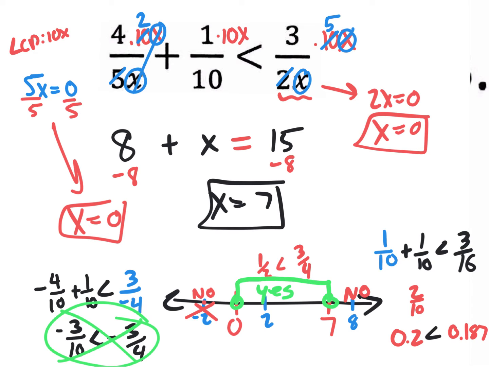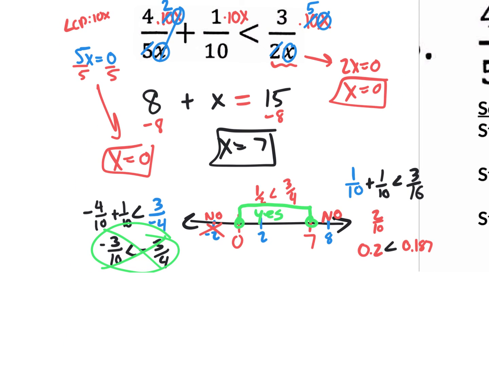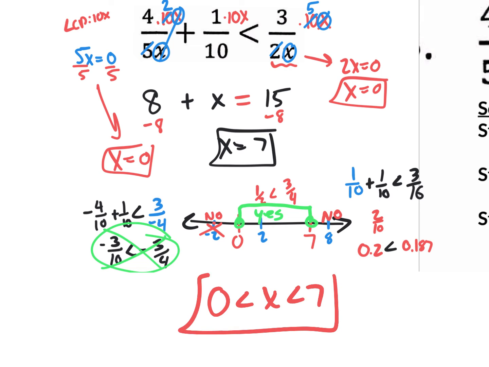So my final answer to this nasty looking problem is the compound inequality 0 is less than x is less than 7. X's are between 0 and 7. So this is not difficult stuff. It's just time consuming. Dang, it's time consuming, right?